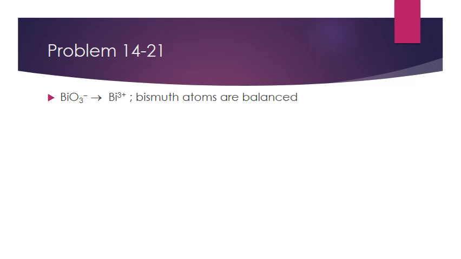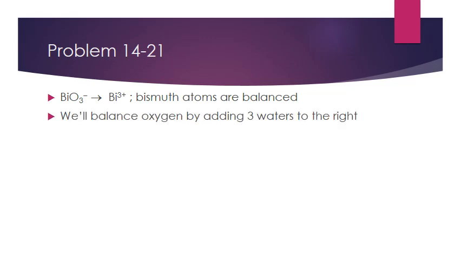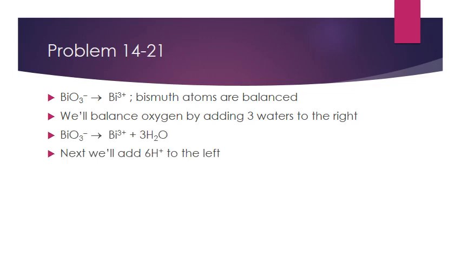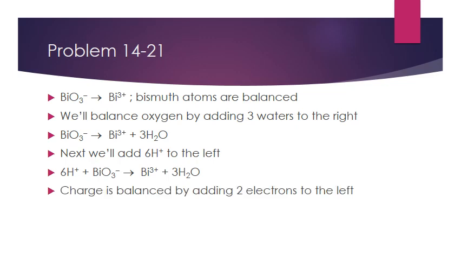Now the next half reaction. The bismuth atoms are already balanced. Balance oxygen by adding 3 waters to the right. Add 6H+ to the left to balance the 6 hydrogens that were on the right. Charge is balanced by adding 2 electrons to the left. We've got a +3 on the right, +6 minus 1... we have to add 2 electrons to the left.